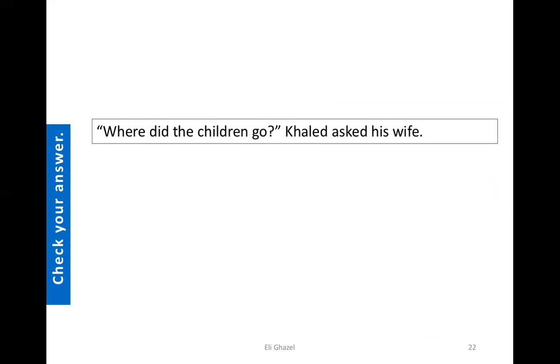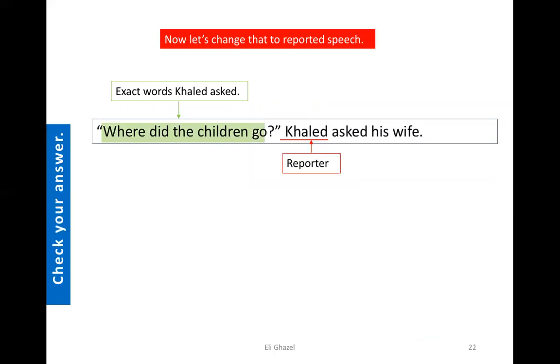Where did the children go? Khalid asked his wife. Khalid is the person asking the question. His exact words are, "Where did the children go?" Those are his exact words for his question. Now let's change that to reported speech. Now, we've got the children, Khalid and his wife. Khalid asked his wife about the children. So the children don't refer to Khalid or his wife. We can keep it as is. Let's start. Khalid asked his wife, okay, fine.